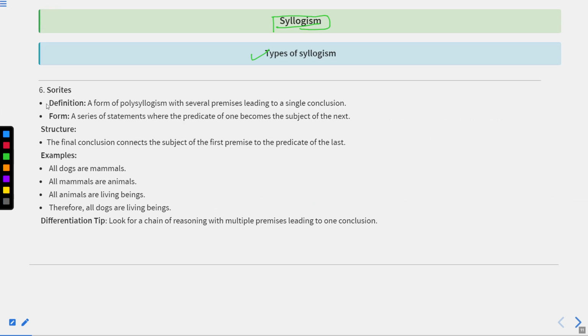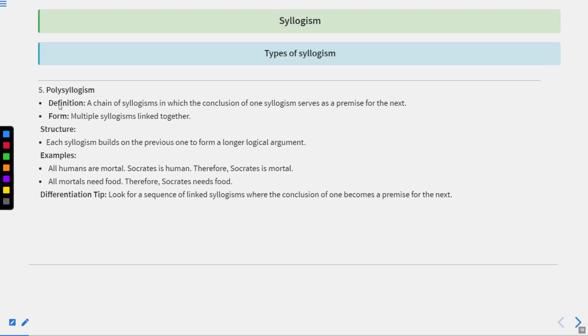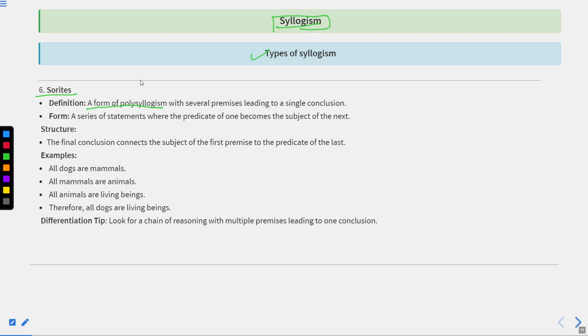Now, then we discussed sorites. When we talked about sorites, we talked about a very important concept that we need to keep in mind: it is a form of polysyllogism. Sorites is not a different type of syllogism, but is inherent in the previous syllogism that we have studied, that is polysyllogism, which says that several premises lead to a single conclusion, and a series of statements where the predicate of one becomes the subject of the next.